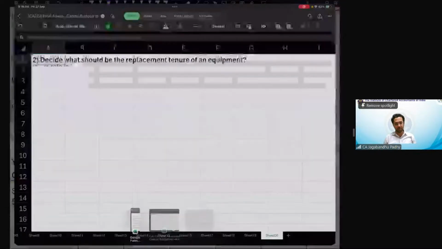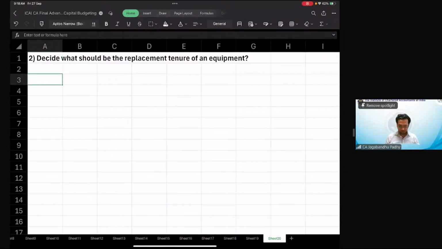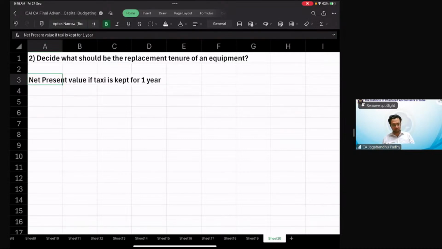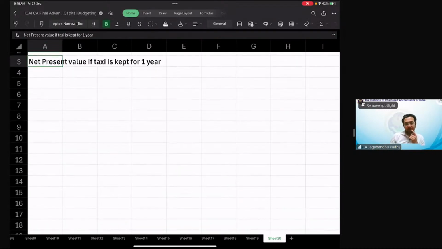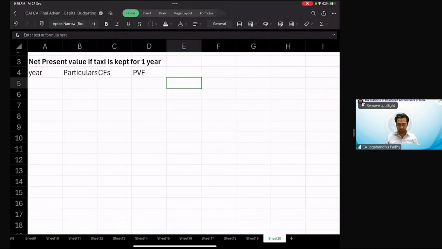So how do we do that? We simply calculate the net present value of our decision, right? So let's try to calculate the net present value if the taxi is kept for 1 year. So we'll try to say what will be the net present value if the taxi is kept for just 1 year. So if the taxi is kept for 1 year, then we have the particulars, cash flows, PV factor, and then the PV.